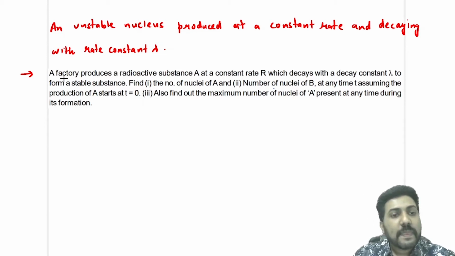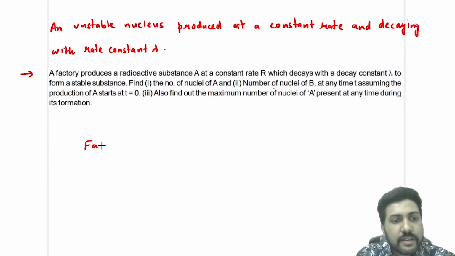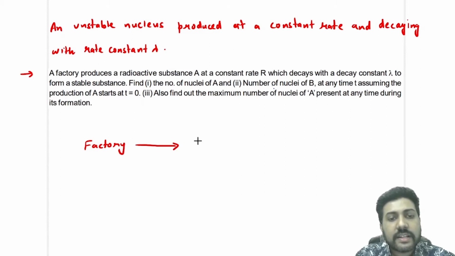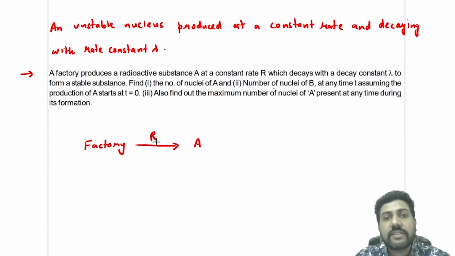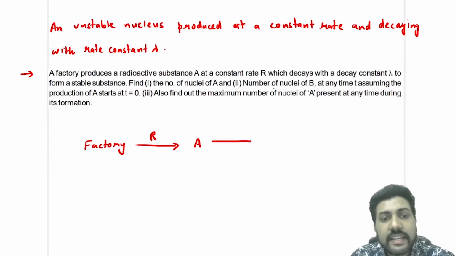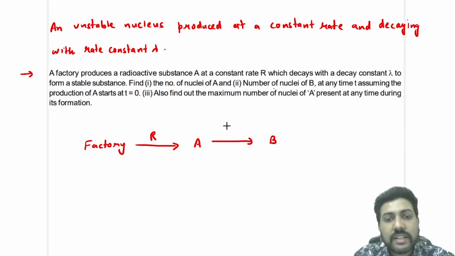Now, a factory produces a radioactive substance A at a constant rate R. Suppose A is the radioactive substance and it is produced at a constant rate R, and then it decays into a stable substance with a rate constant lambda. Now, find the number of nuclei of A and the nuclei of B at any time, assuming that the production of A starts at t equal to 0.